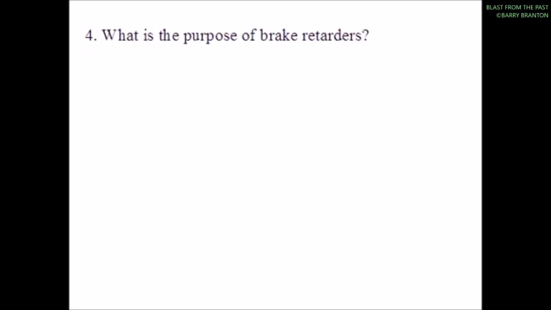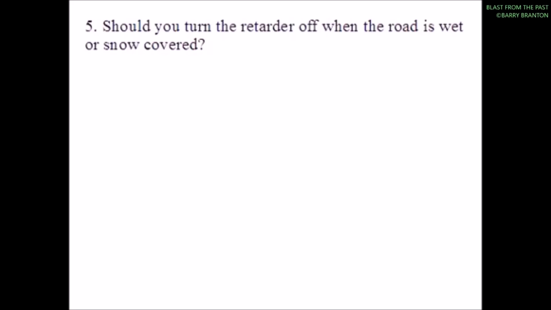4. What is the purpose of brake retarders? Brake retarders are to help slow down the vehicle and to reduce brake wear. 5. Should you turn the retarders off when the road is wet or snow covered? Yes, the retarders may cause a skid.